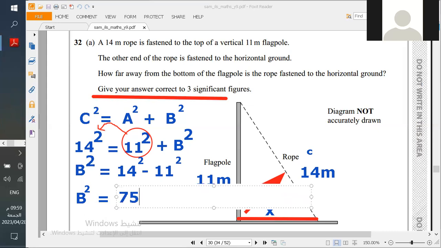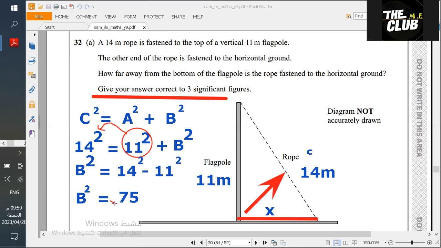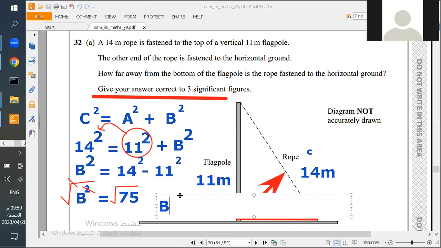What do we get? We put 75 under the square root. 8.66, rounded to 3 significant figures. So we put 75 under the square root to get rid of the square. 8.66 comes out. Good. So B equals 8.66.